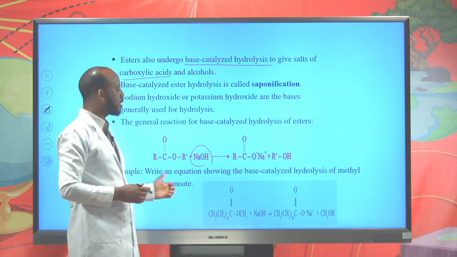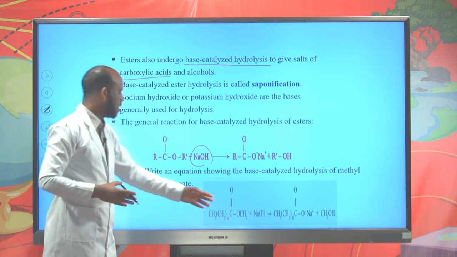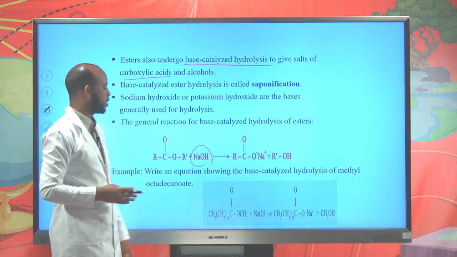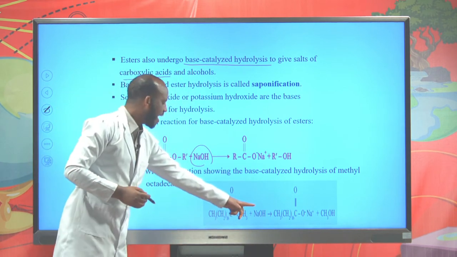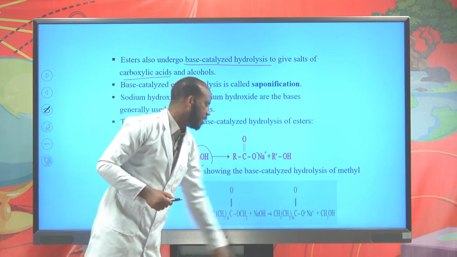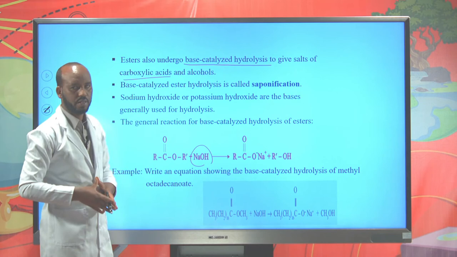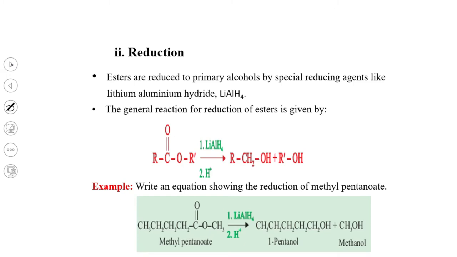For example, write an equation showing the base-catalyzed hydrolysis of methyl octadecanoate. You see, methyl octadecanoate reacts with sodium hydroxide to form sodium octadecanoate and alcohol. Base-catalyzed hydrolysis of methyl octadecanoate results in the formation of methanol and sodium octadecanoate. Reduction is another reaction of esters. See, esters are reduced to primary alcohols by a special reducing agent known as lithium aluminium hydride. Therefore, esters are reduced into primary alcohols.